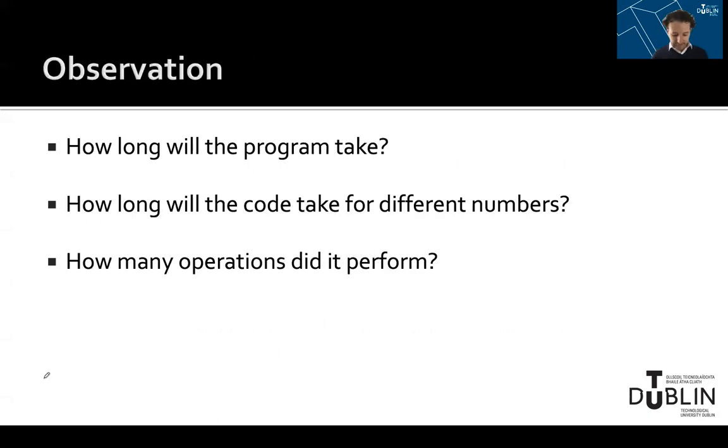So that's why the first thing you ask is, how long does it take? Now, not how long does it take for one example. You have to do many examples. How long will the code take for different numbers, so for different examples? And how many operations did it perform? This is deeper, and you can make a prediction about that. And there are 3 steps in the analysis of the algorithm.